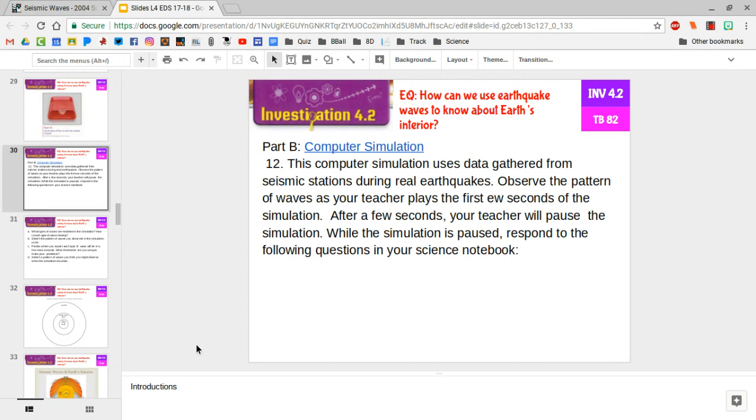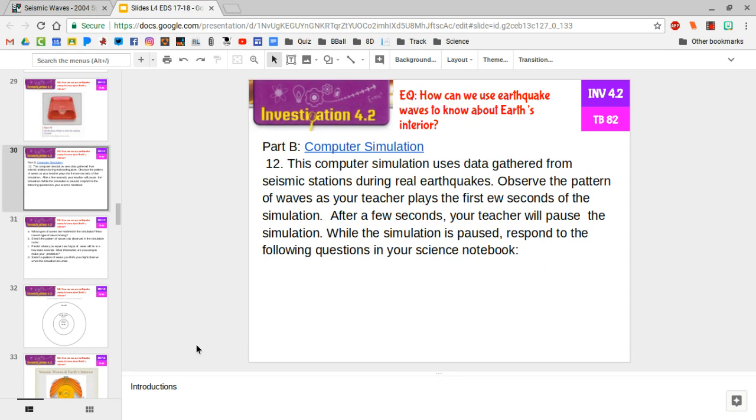You'd find this in your textbook on pages 83 and 84. I'm going to talk specifically about Part B, a computer simulation. I'm going to read you the part from the book, and then I'm going to slide my screen over to the actual simulation. So we're going to flip back and forth between screens, and you can observe this and then do the information in your notebook.